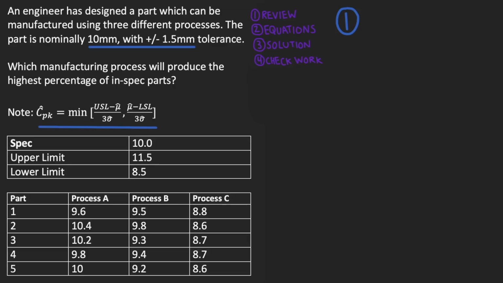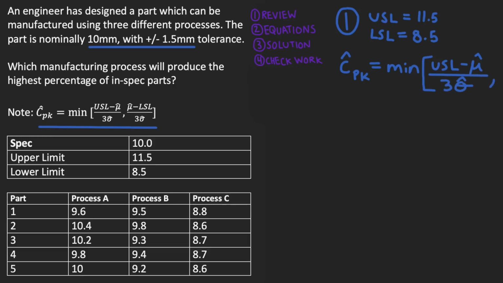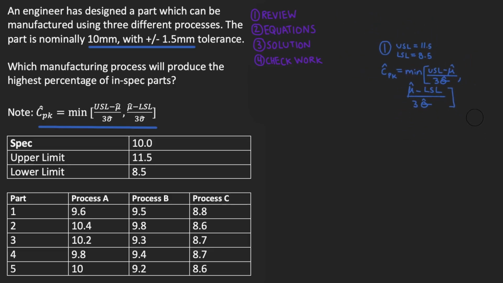In this, we have USL, mu, LSL, and sigma. USL is our upper specification limit. This is given in the problem. LSL is the lower limit, which is also given in the problem. Mu is our average, and sigma is our standard deviation. So our unknowns in this are mu and sigma. So we need to find those things. Let's move on to part 2, identifying the equations.